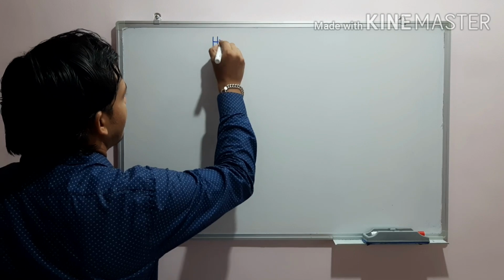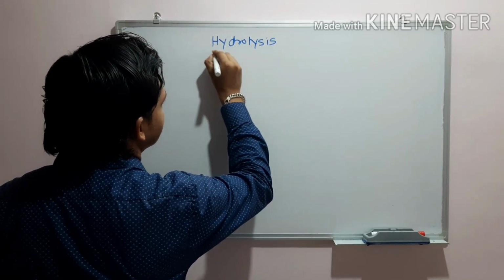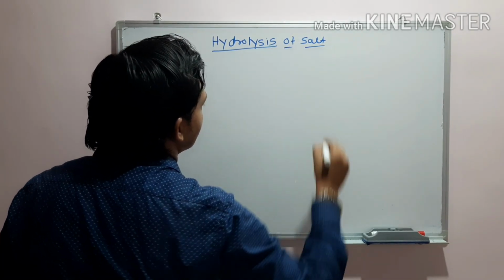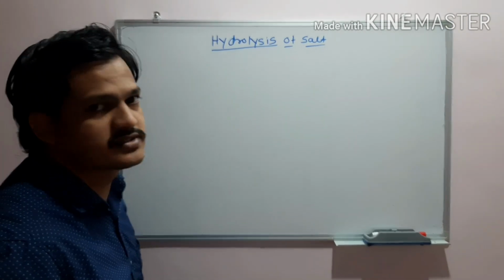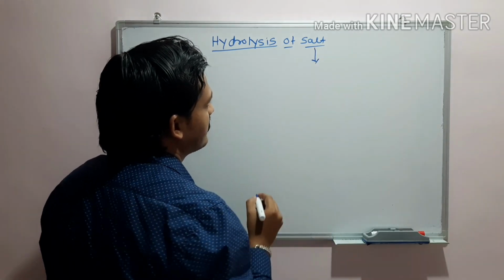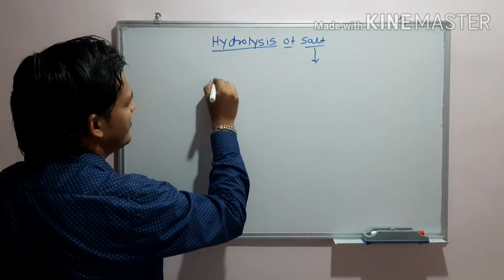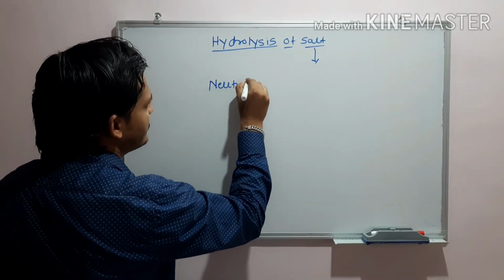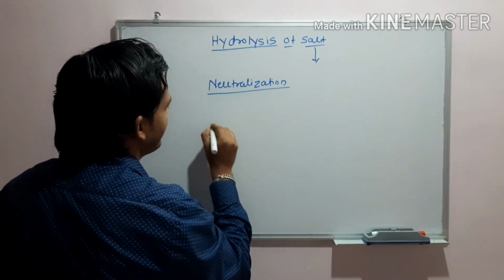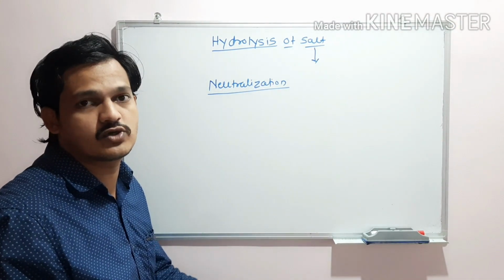Hydrolysis of salts. You already know about salt. How is salt formed? In a neutralization reaction. You already know that in a neutralization reaction, acid and base combine together to form salt and water.